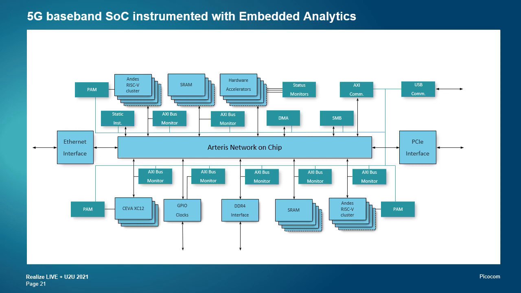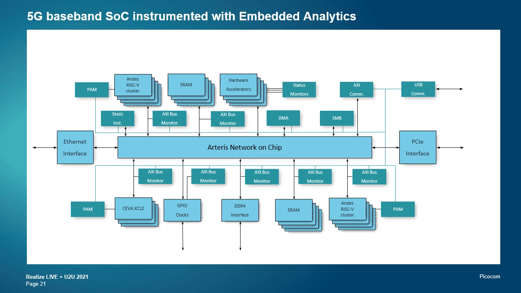For example, we have the AXI bus monitor. Remember, that's a transaction-aware monitor that observes transactions on the interconnect. We have a status monitor, which is a little like a logic analyzer. We have the XI communicator that allows one or more processors in the SoC to access the embedded analytics infrastructure. We have the SMB, that's the system memory buffer, which allows us to use some of the system memory for storage of data that we generate. And we have the USB communicator, which, if you remember, provides USB 2 completely in hardware.